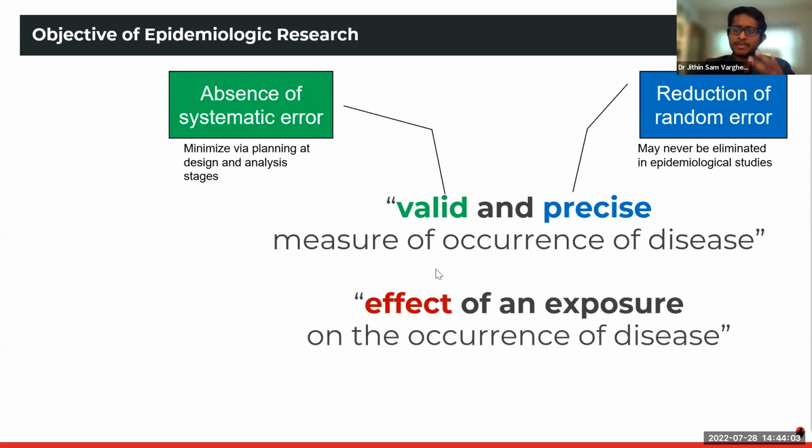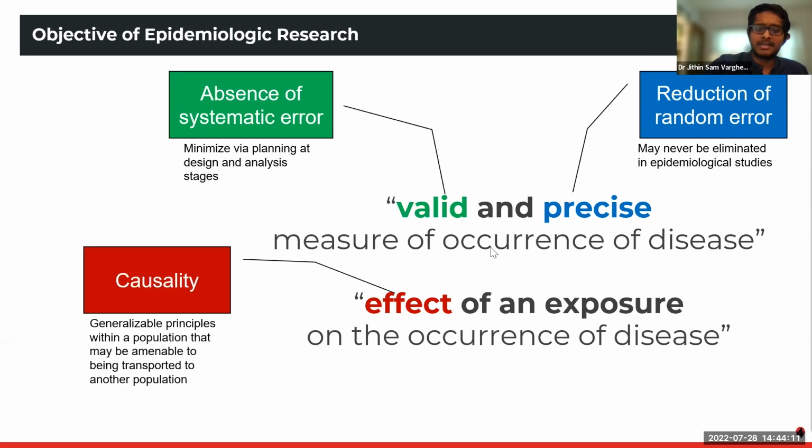And the second objective is to estimate the effect of an exposure on the occurrence of disease. Now, that would mean that we understand the concept of causality. That is, to identify certain generalizable principles within a population that may be amenable to being transported to another population. So you might be familiar with the Bradford-Hill criteria for causality.